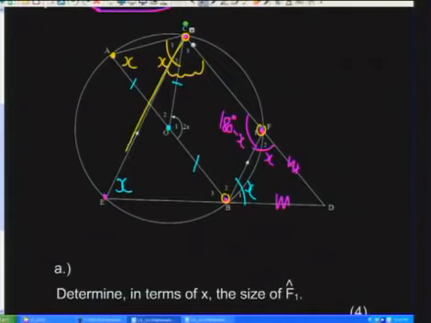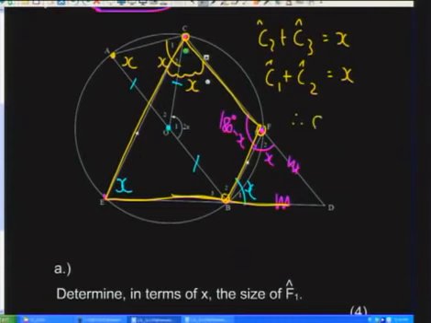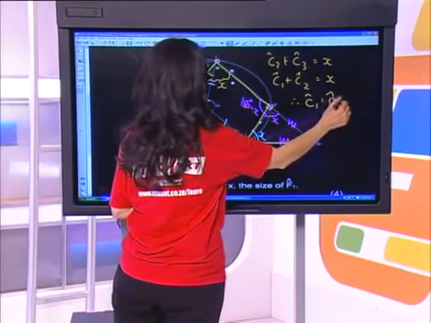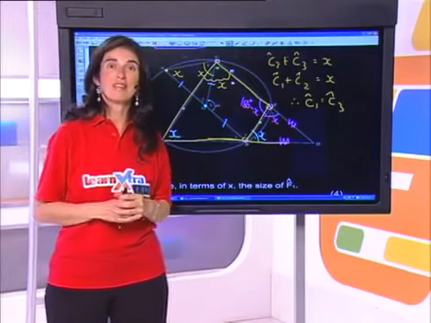So if we just outline the cyclic quad there, if we produce one of its sides, we create an exterior angle. And the exterior angle will be equal to the interior opposite angle. So that's also equal to x. So you've got C2 plus C3 is equal to x, and you've got C1 plus C2 is equal to x. The two totals are the same. Therefore, they've got a common angle. Therefore, C1 must be equal to C3. So just a little bit of thinking around there, but lots of cyclic quads and lots of working with the properties of the cyclic quads.